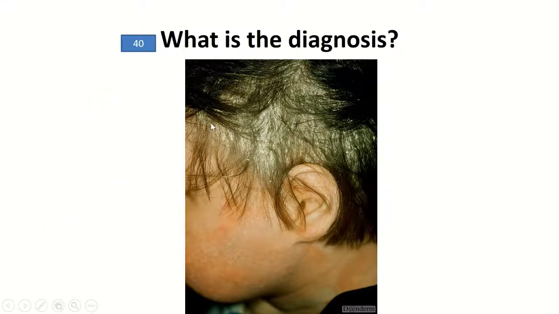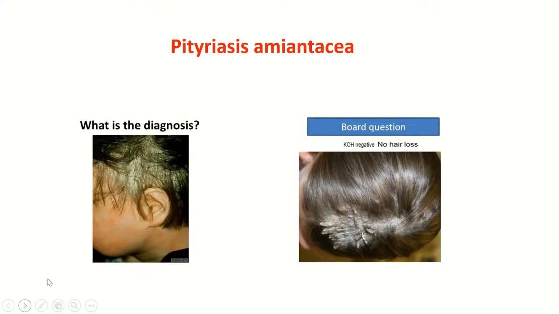Question 40, what's the diagnosis? The most striking feature here is asbestos-like scale on the scalp. This is compatible with the diagnosis of pityriasis amiantacea. Pityriasis amiantacea is seen in psoriasis, atopic dermatitis, seborrheic dermatitis, and tinea of scalp. The most common cause of this condition is psoriasis. Pityriasis amiantacea, that was the board question.